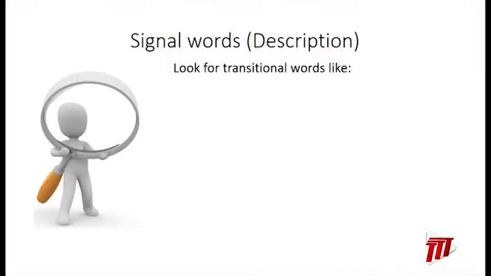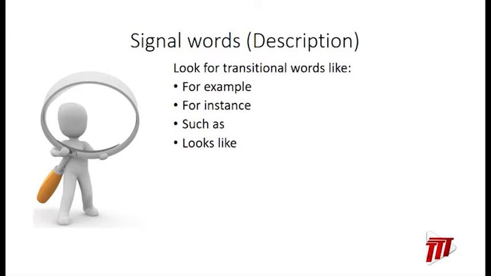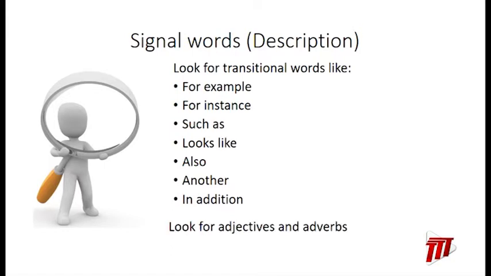When you find a passage that has the description internal text structure, you're going to see some signal words. So let's look at them. You're going to look for transitional words like for example, for instance, such as, looks like, also, another, in addition. Because this is a description, of course, you would also expect to find adjectives and adverbs, because that's what they do. And in this particular structure, you're going to find lots of details about what you are going to write about or what you are reading about.